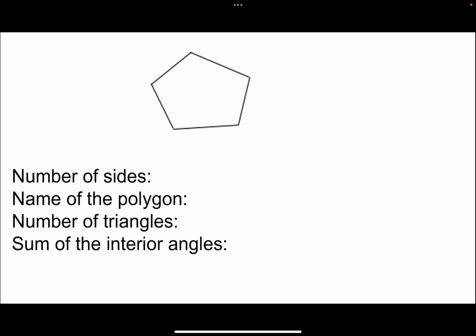Let's see. How many sides does this have? 1, 2, 3, 4, 5. That's got 5 sides, and we're going to call that a pentagon. If you look on the back of your worksheet, you'll see that there's a lot of names for these polygons. Well, let's see how many triangles we can draw.